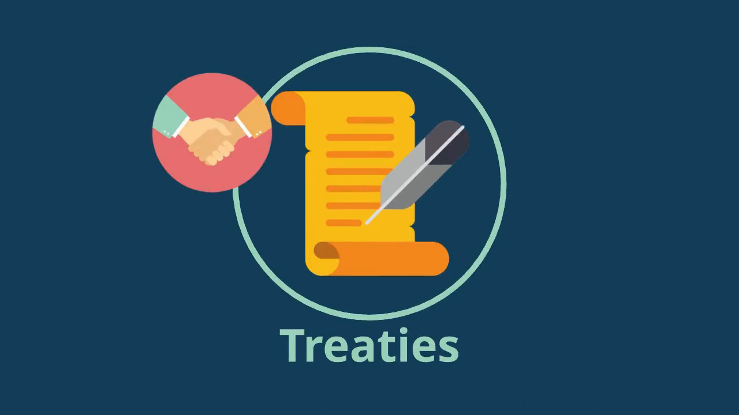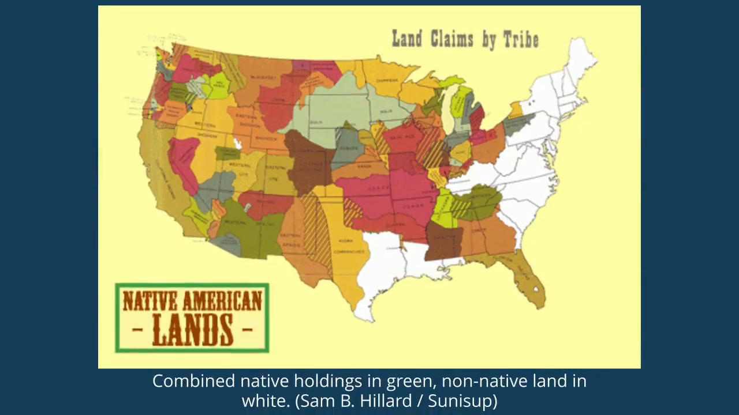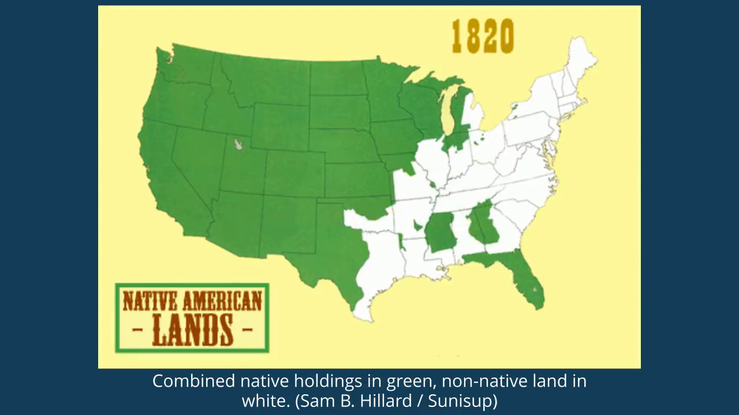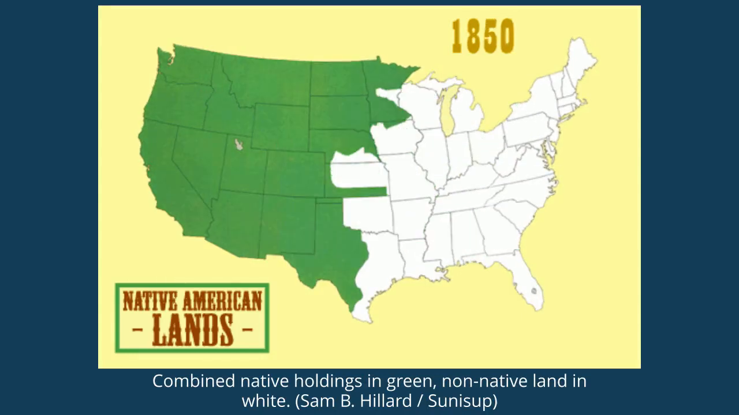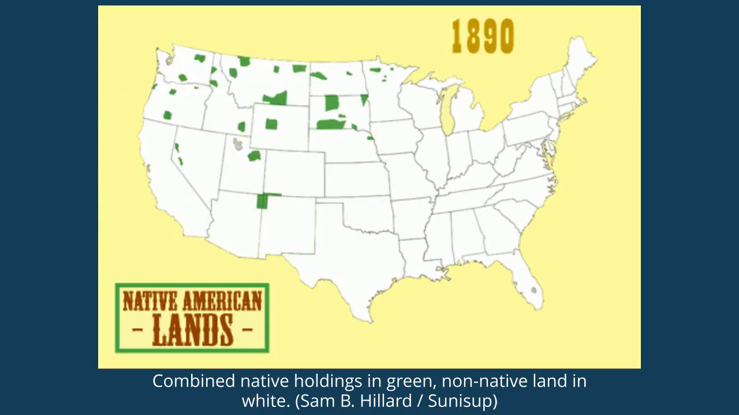Between the years 1778 and 1871, the United States signed some 368 treaties with various indigenous groups in North America. And these agreements gave specific responsibilities to the U.S. government, which the government took on in exchange for large swaths of Native land. And we mean really large swaths of land. Shown here is a time lapse created by Sam Hillard from Louisiana State University, which shows the loss of Native lands to U.S. invasion and seizures from 1784 to today.